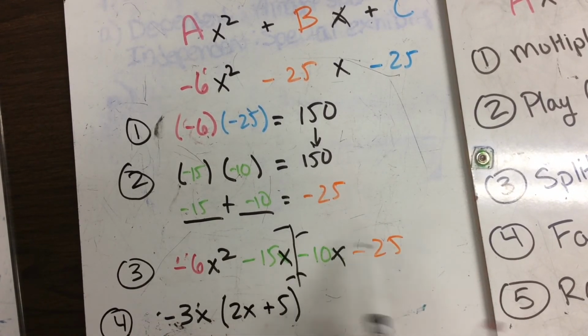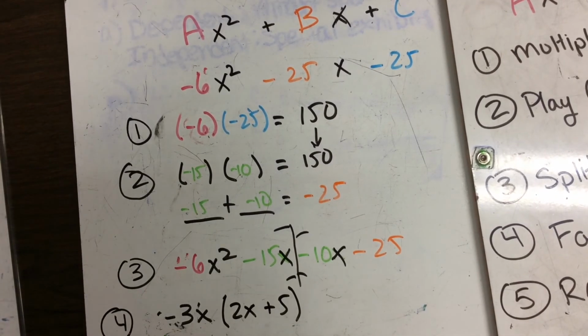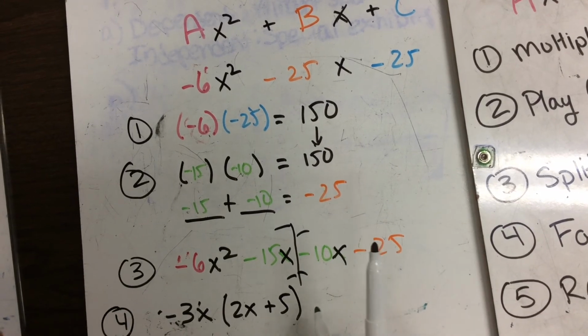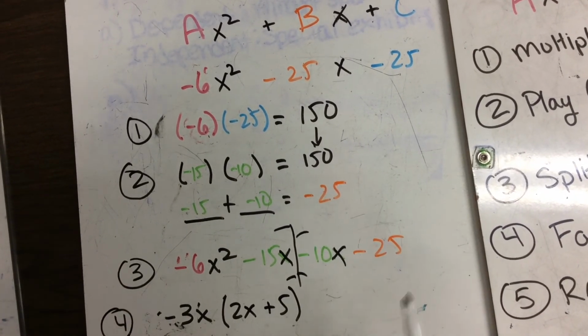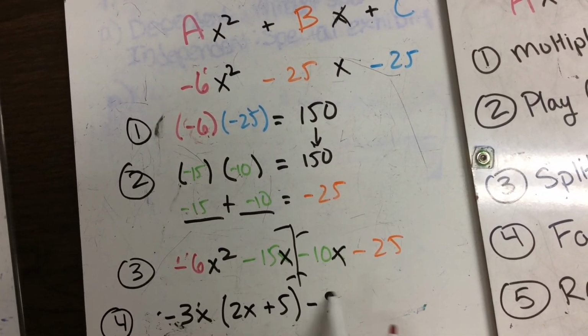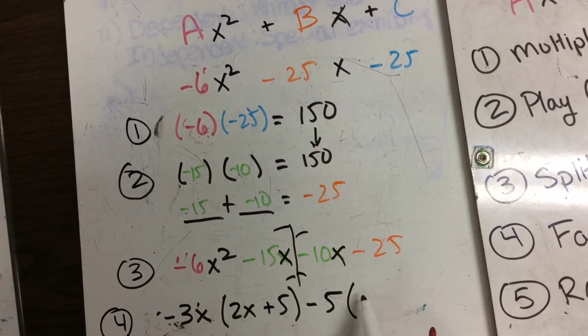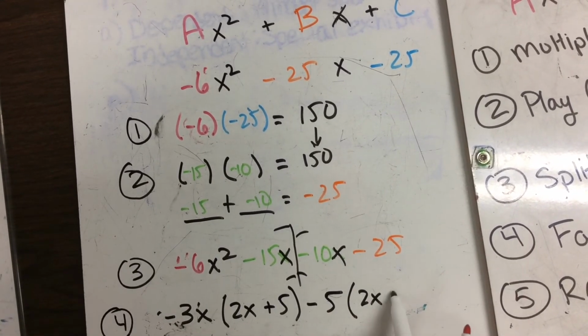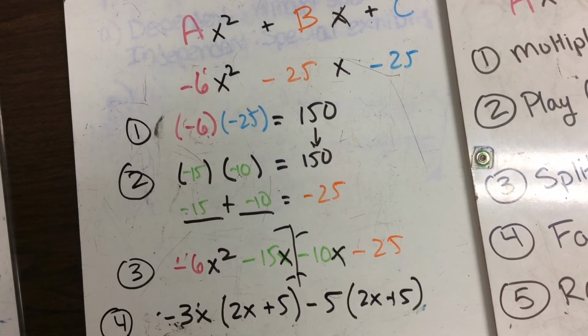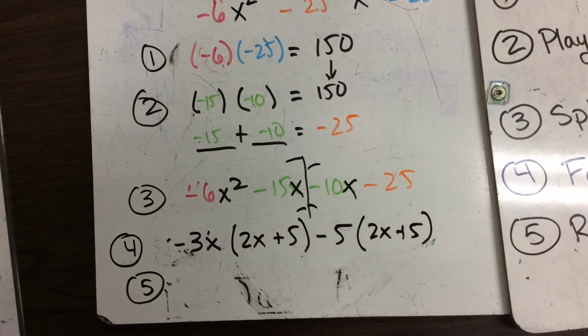What can I pull out over here? Let's see. It looks like I can pull out some quantity of 5. So let's pull out a negative. So negative 5 times 2x plus 5. My parentheses match at this point, so I know I'm doing it right. So I'm going to keep going.